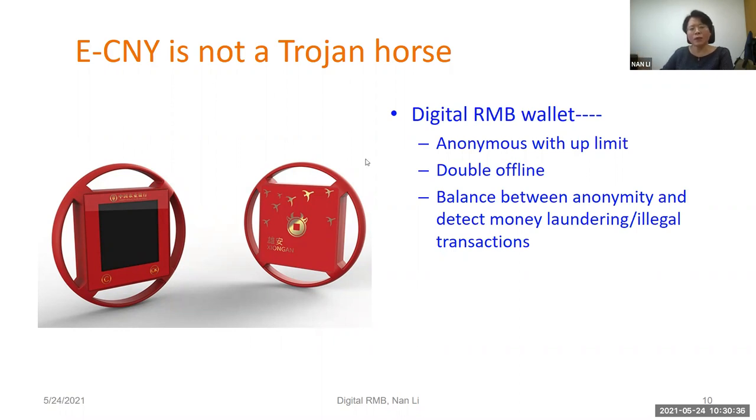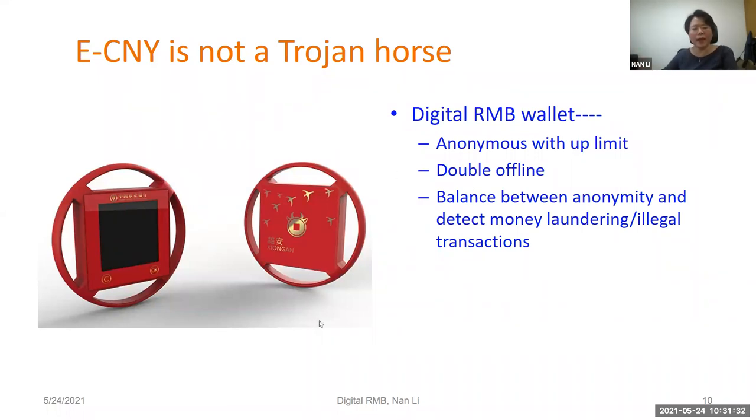The first one is that the digital RMB has the so-called double offline payment feature. That is, with this digital wallet installed on your mobile phone, you can make a payment up to a certain amount without any network. You can make the payment by simply touching the two phones together, even if both of these mobile phones are in flight mode. So we don't need any network to make the payment. This is one important feature of the digital RMB wallet. And this feature is called anonymous with a limit. This serves the preference of our public for anonymity.